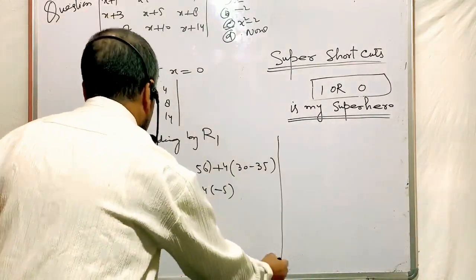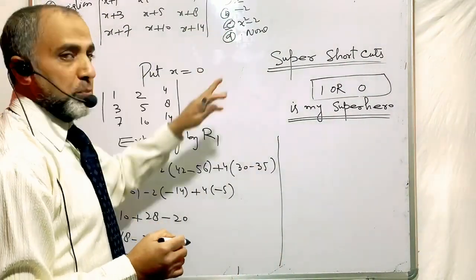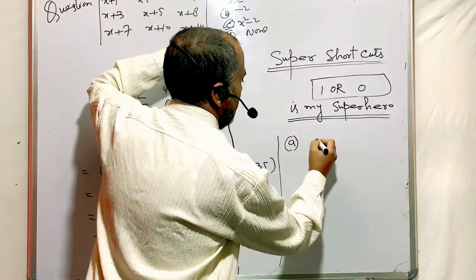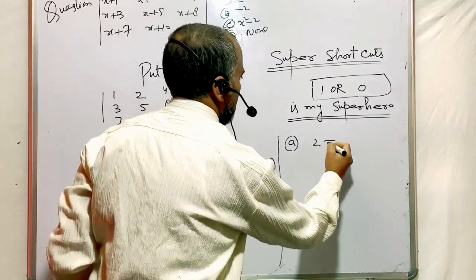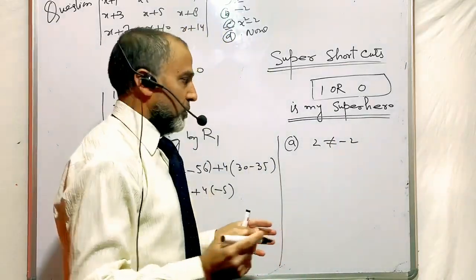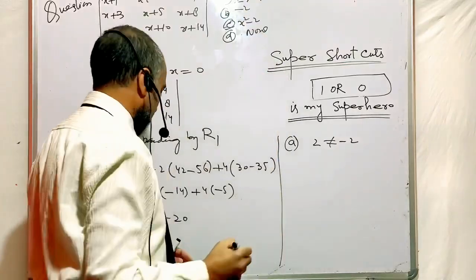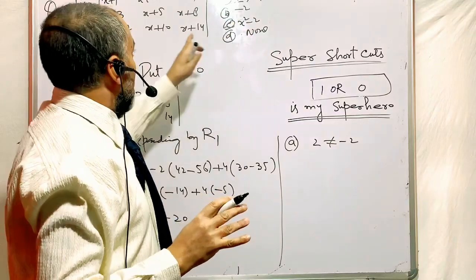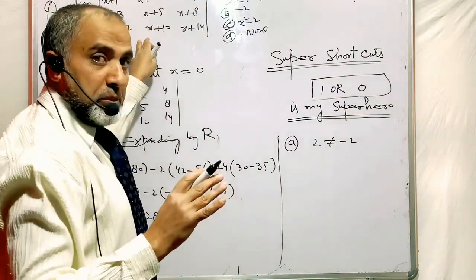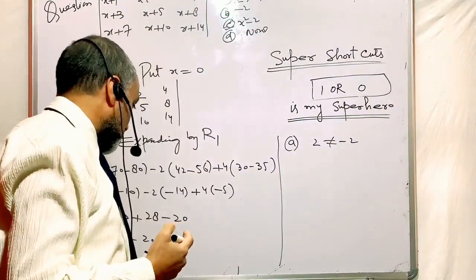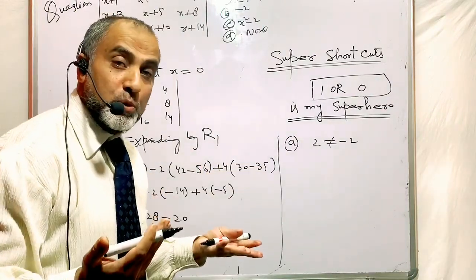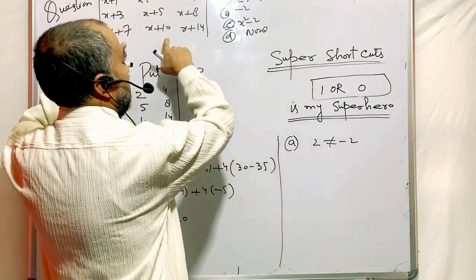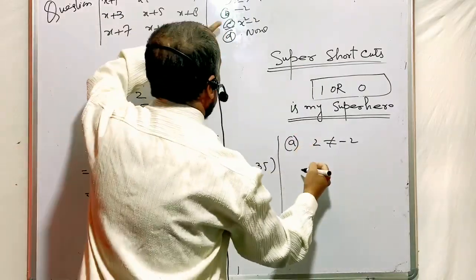Now what will you do? This same x is equal to 0, you have to substitute in the options. The value of option A is 2, and this is not equal to minus 2, isn't it? That means this is not correct. Now the other value is minus 2, but first we will see what the value of the determinant should be: minus 2. But at what? At x is equal to 0. That means when x is equal to 0, we should get minus 2. So this is not the correct one.